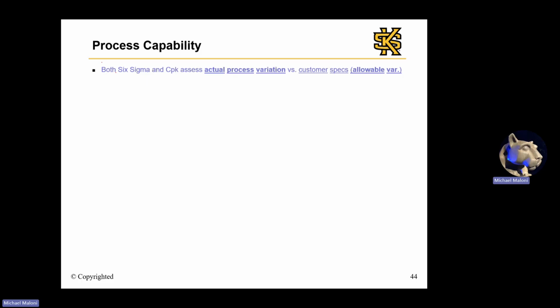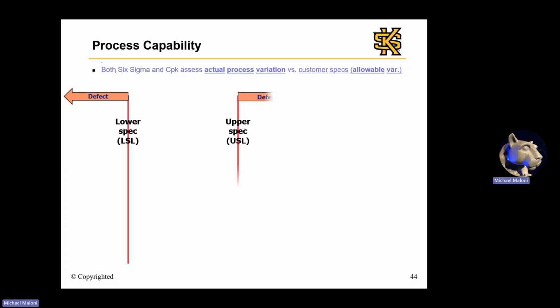Picture again customer specifications. We have the lower spec limit. Anything below that is a defect. And also the upper spec limit, anything above that is also a defect. Then, as we've seen, everything in between is acceptable variation, customer allowable variation, not a defect. So let's consider different actual process distributions, meaning actual process variation.